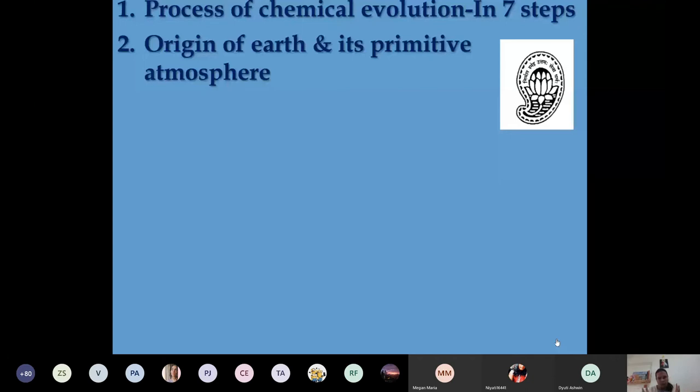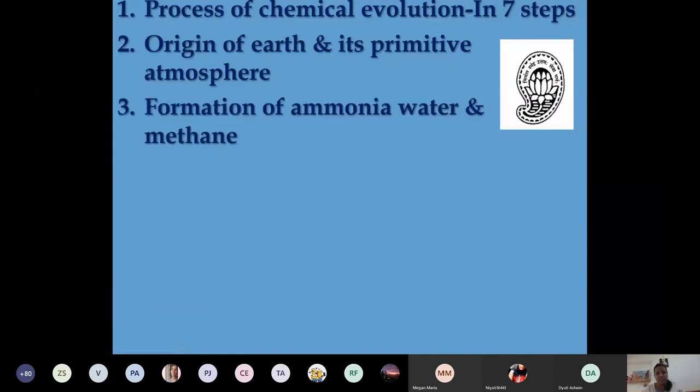Yani ke jab ye earth form ho raha tha, cool down ho raha tha, to ye earth kaisa tha, uska nature kaisa tha? It was like a hot boiling ball of mass. And the atmosphere of the primitive earth was very different from today's form. From this condition where the origin of the earth was taking place and the primitive atmosphere that was present, which was devoid of free oxygen, in the first place, ammonia, water and methane were formed. Okay, step by step, there is evolution or progressive formation of life.